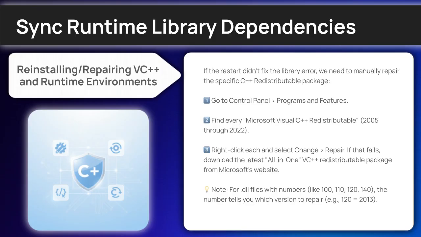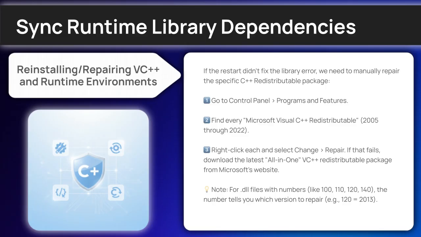First, go to Control Panel, then select Programs and Features. Second, find every Microsoft Visual C++ Redistributable 2005 through 2022. Third, right-click each and select Change, then select Repair.